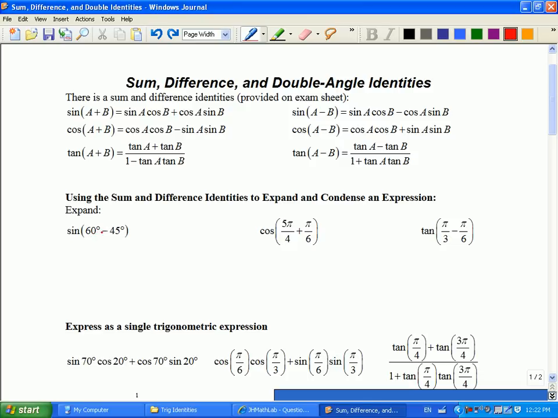Okay, so sine of 60 minus 45. I'm thinking of the sine identity. In my head, I know it's going to be a subtraction, and I know they're going to get one turn each. So it's going to be sine 60 cosine 45, same sign. Now I'm going to switch them: sine 45, cosine 60.